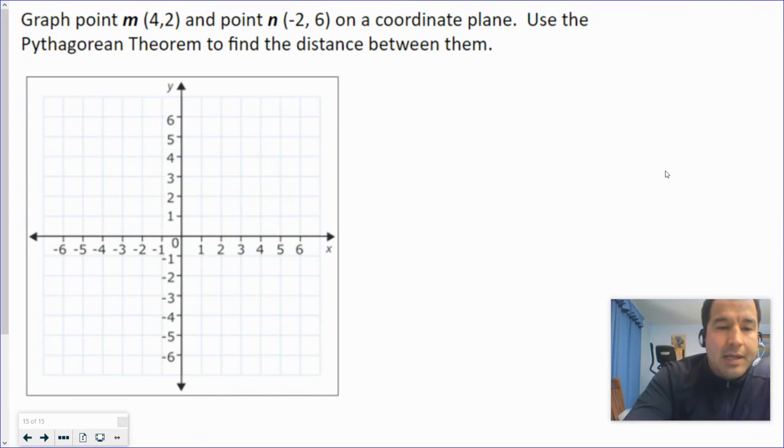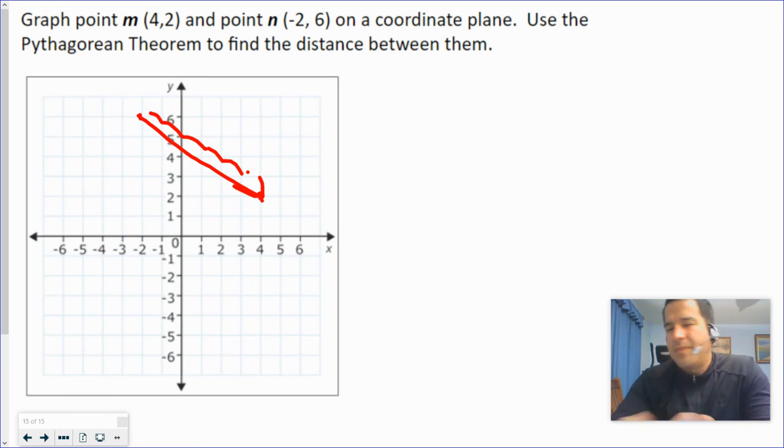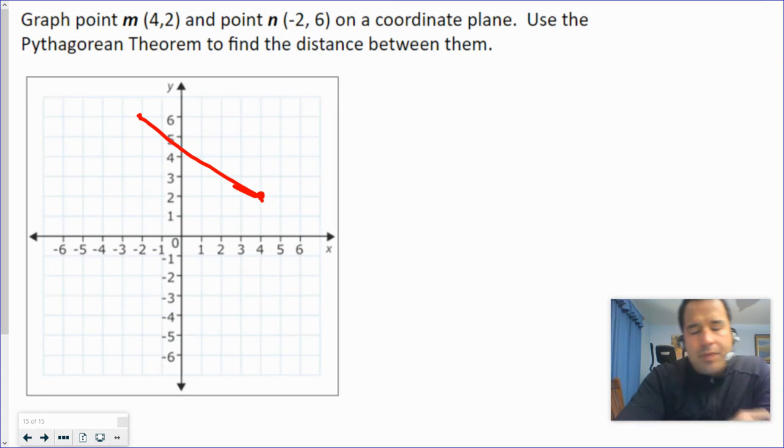Okay, I hope you did it. Let's see. Point (4, 2) would be right there, and point (-2, 6) would be right here. Now, the crazy thing is, if I connect these points, some people are like, well, that's 1, 2, 3, 4, 5, 6 long. No, we have no idea how long that is because it's at a diagonal. When things are at a diagonal, guys, we cannot find their distance by just counting squares. That just doesn't work. Now, the problem said, use the Pythagorean theorem to solve or define the length.